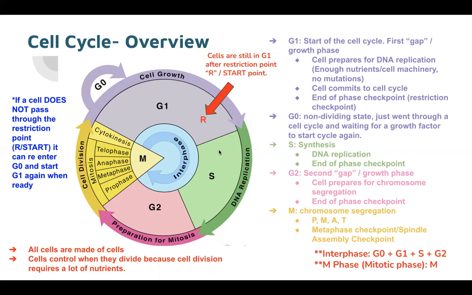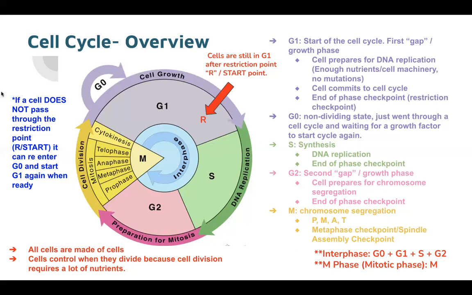After S phase, we go into G2, which is our second growth phase, and the cell is going to prepare for chromosome segregation. We also have a checkpoint in G2. Then our final phase to wrap everything up is M phase, where we see PMAT: the prophase, metaphase, anaphase, and telophase. We also run into an important checkpoint, the spindle assembly checkpoint.